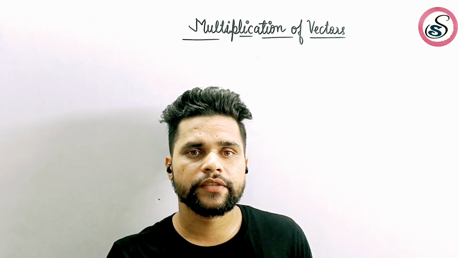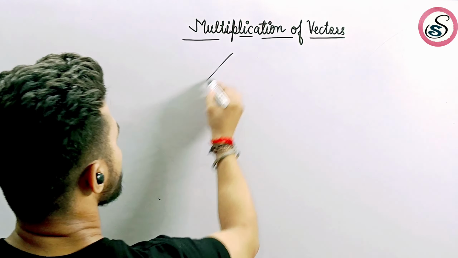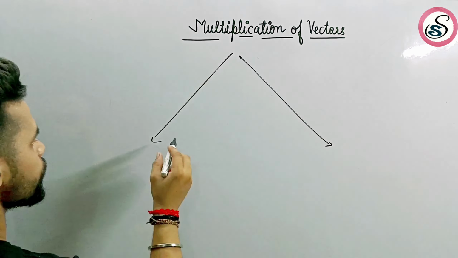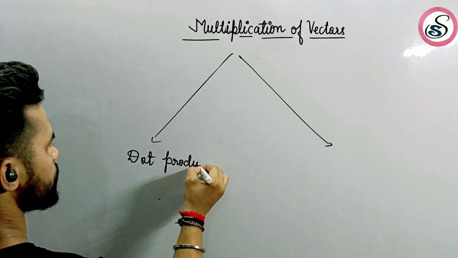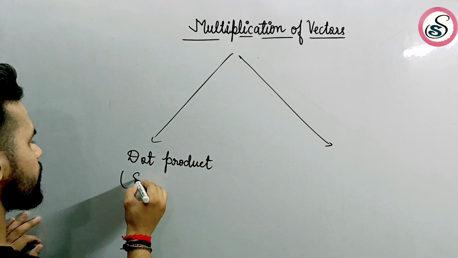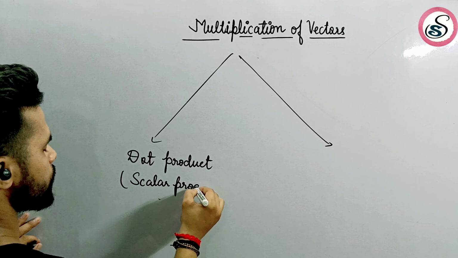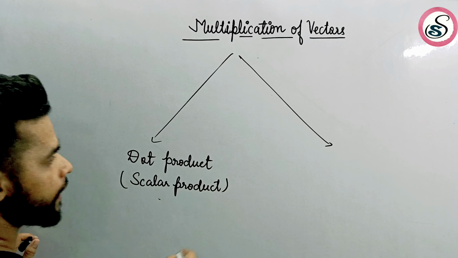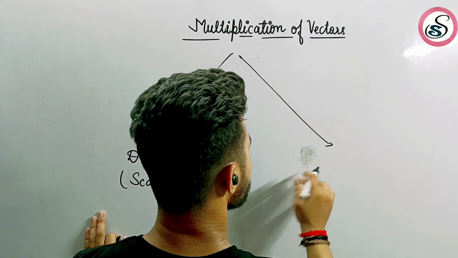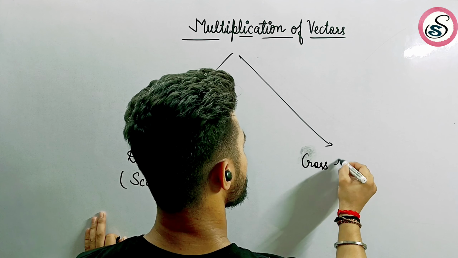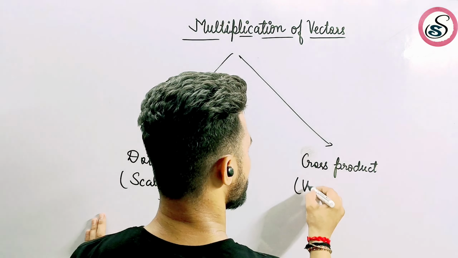And today we are going to discuss multiplication of vectors. As we know, there are two types of multiplication of vectors. First one is dot product, which is also known as scalar product. And second one is cross product, which is also known as vector product.